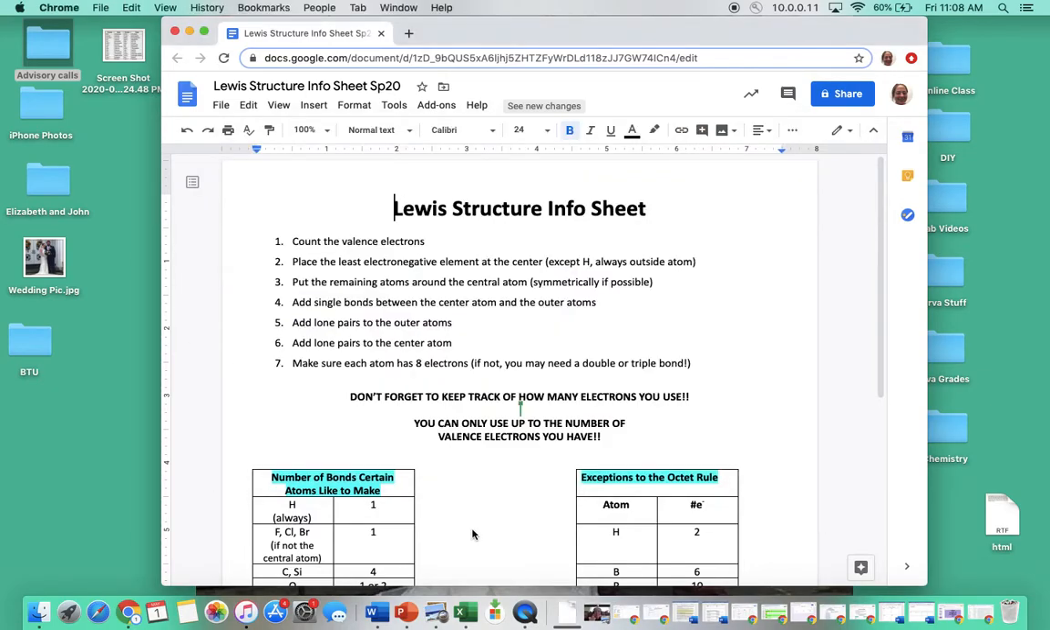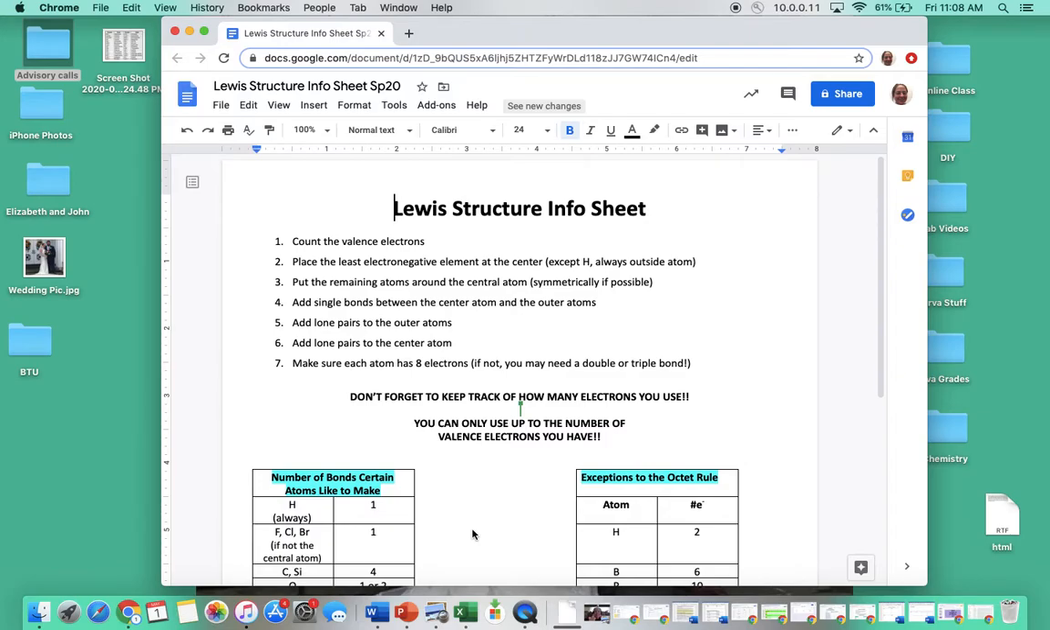Okay, here we go. So some basic instructions. You always want to count the valence electrons. Second step is you want to place the least electronegative element in the center. So this is typically carbon or boron, or if there's only one of something, that always goes in the middle. Hydrogen will never ever go in the middle. You want to put the remaining atoms around the central atom. You want to keep it symmetrical if possible. So the left side, the right side, we want to keep them symmetrical.